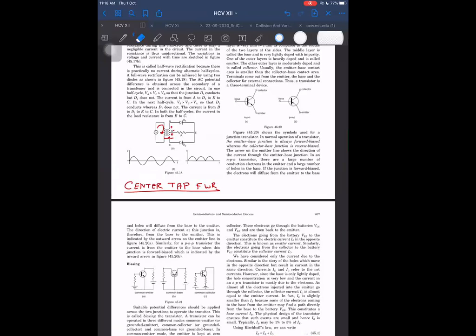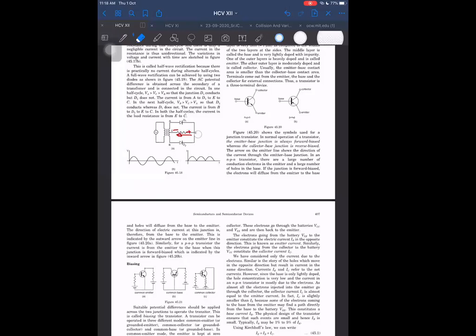This center tap full wave rectifier, minus plus minus plus. Now which diode will conduct now? Now the lower diode will conduct and the upper one will not be conducting. But whichever conducts, the current will flow in this direction only, from right side to the left hand side in the resistor. So therefore it is acting like a rectifier for the resistor.